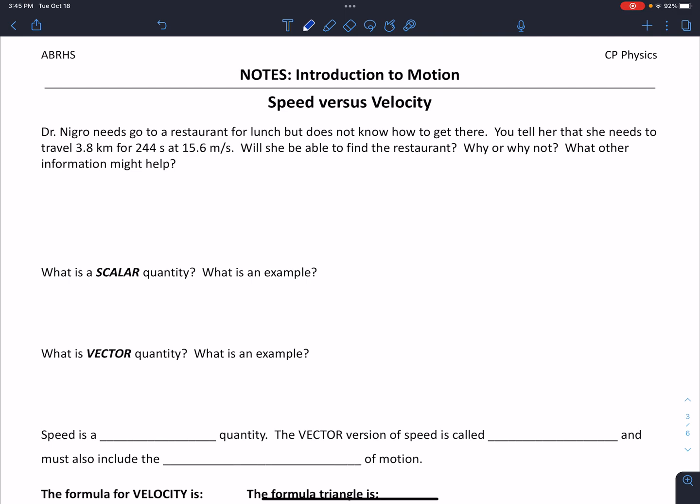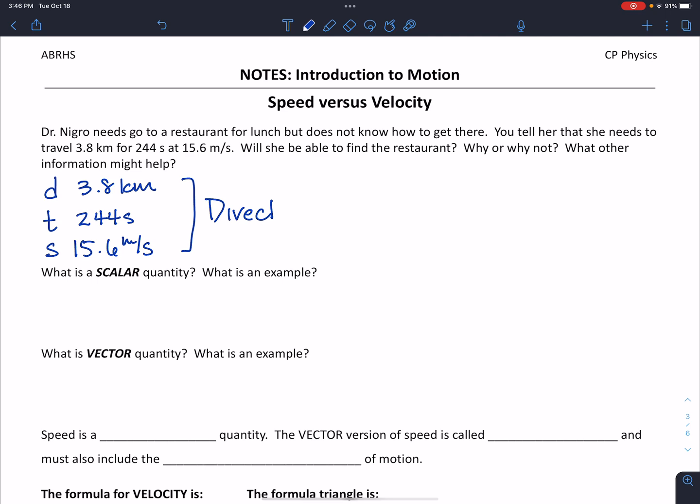All right, so the person giving this information has told me the distance is 3.8 kilometers. Right? They've told me that the time it should take me to get there is 244 seconds. And my speed, the rate at which I travel, needs to be around 15.6 meters per second. All right, so this is useful information, but if you're trying to tell someone where to go, the other piece of information that you need is the direction of travel.